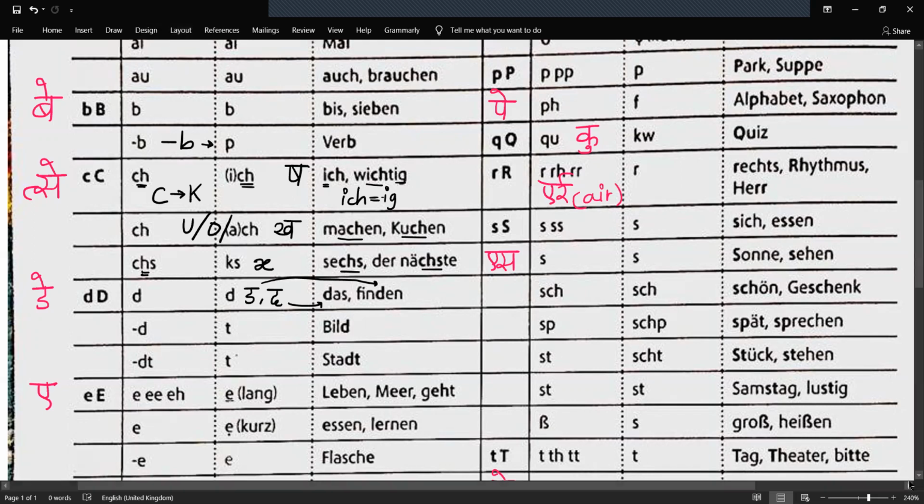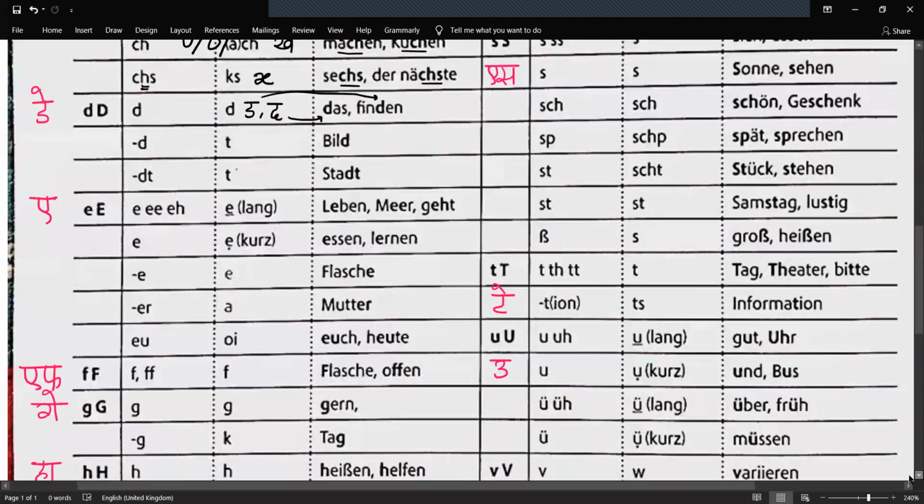Then the next vowel that we have, which does not take an umlaut, is A. Even if it's double A, it's going to be A only. The sound is not going to change to E. So leben, mehr, geht, essen, lernen. Whenever a word ends with ER, the pronunciation is going to be like an A at the end. So this is not flasche, but flasher. Not mutter, but mutter.